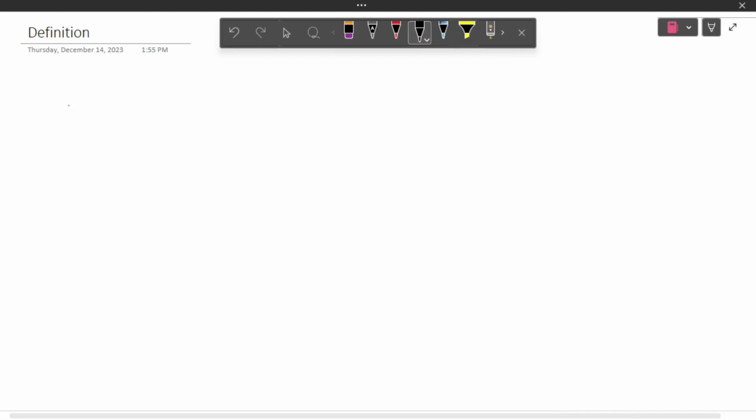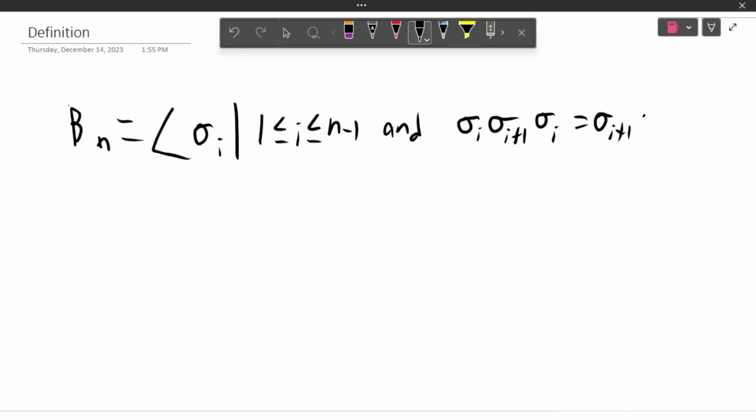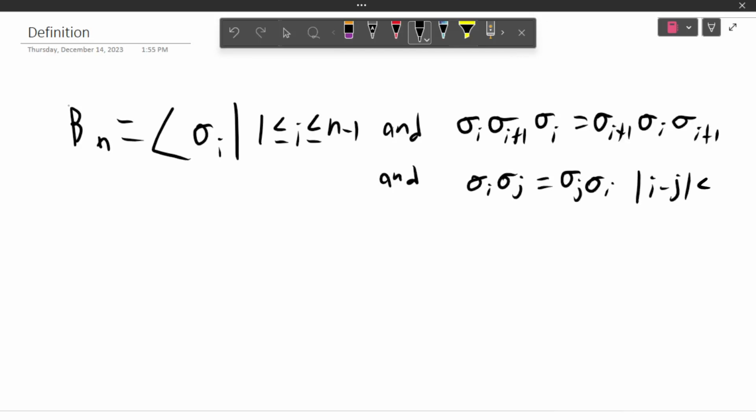We say the braid group on n strands, B sub n, is the group generated by sigma i, such that 1 is less than or equal to i is less than or equal to n minus 1, and sigma i, sigma i plus 1, sigma i must be equal to sigma i plus 1, sigma i, sigma i plus 1, and sigma i, sigma j must be equal to sigma j, sigma i, whenever the absolute value of i minus j is greater than or equal to 2.